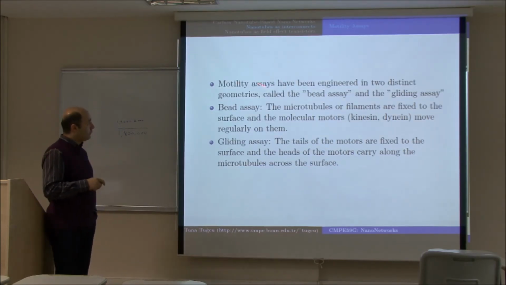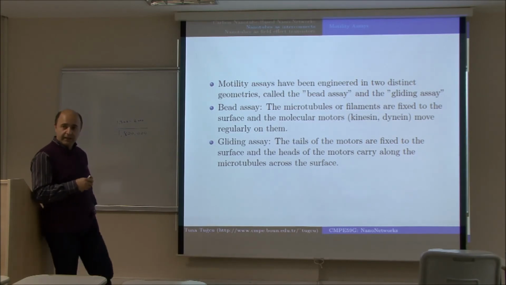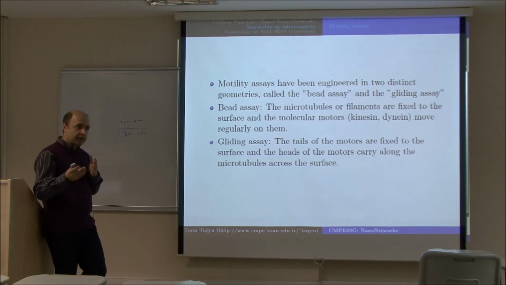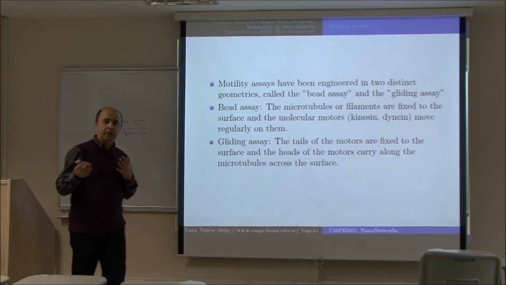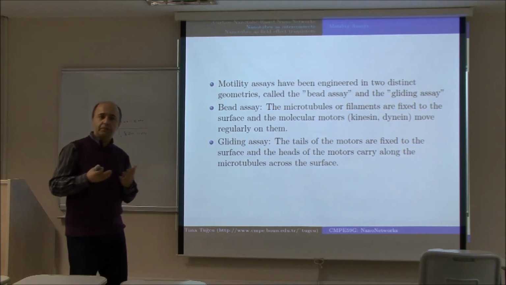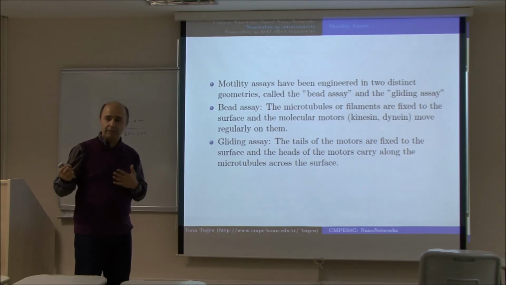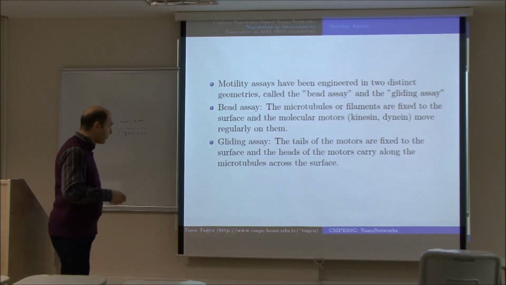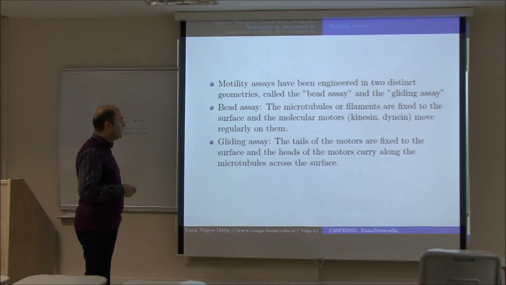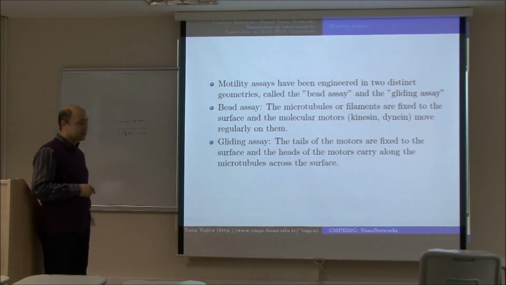So motility assays are a means where you have this interaction between the carbon nanotubes and the molecular structures, typically microtubules. So the motility assays have been engineered in two distinct geometries.